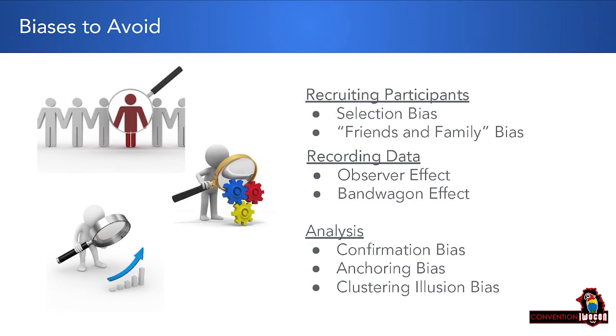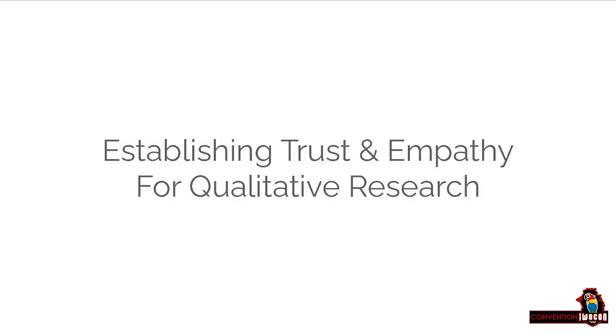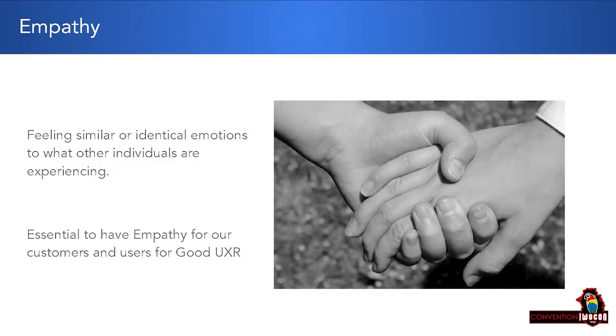There's a whole lot of cognitive biases, but these are just some of the ones to be immediately aware of. So let's talk more about trust and empathy in qualitative research. Empathy is basically the ability or capacity to feel what your users are feeling, to understand where the parts of the game are that they're really struggling with. What are the things they like?